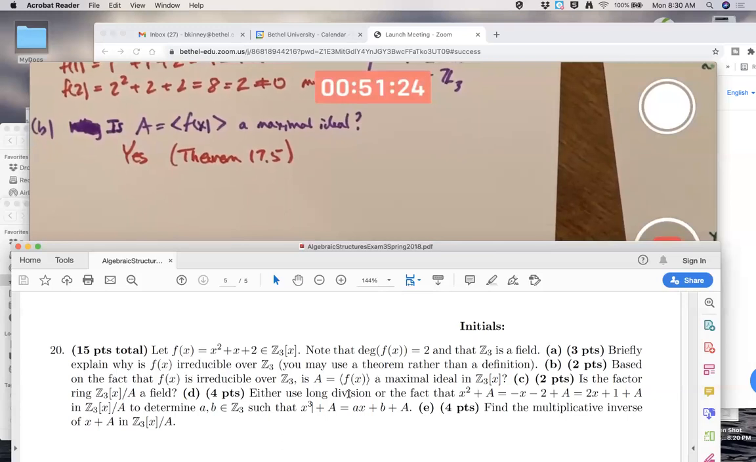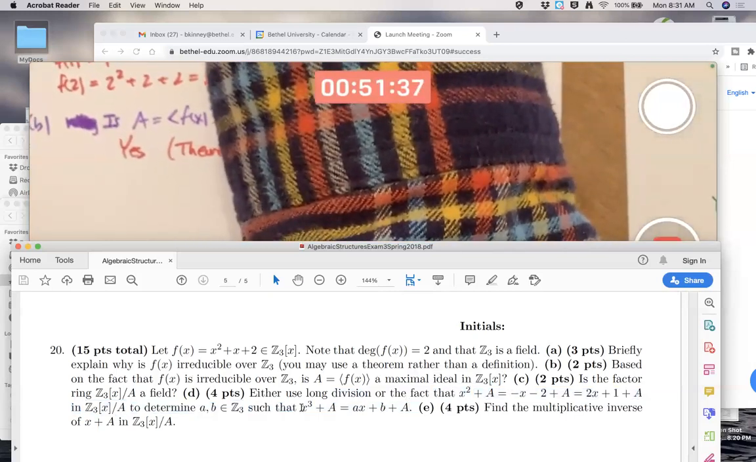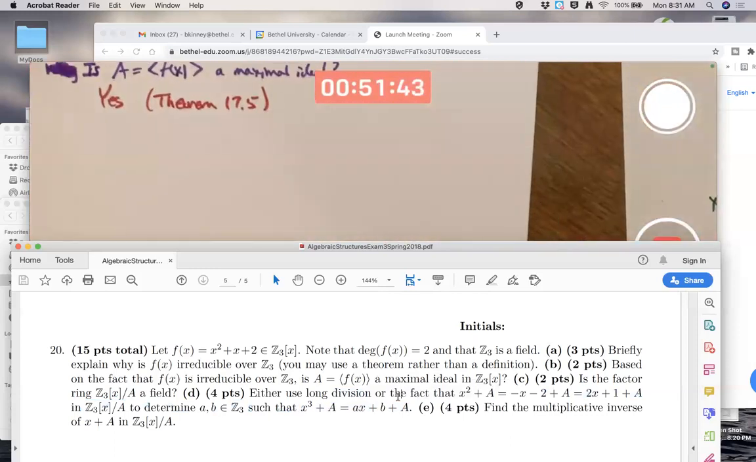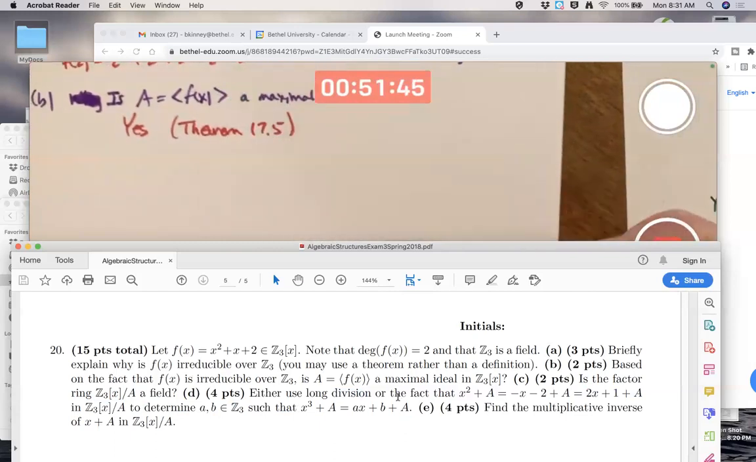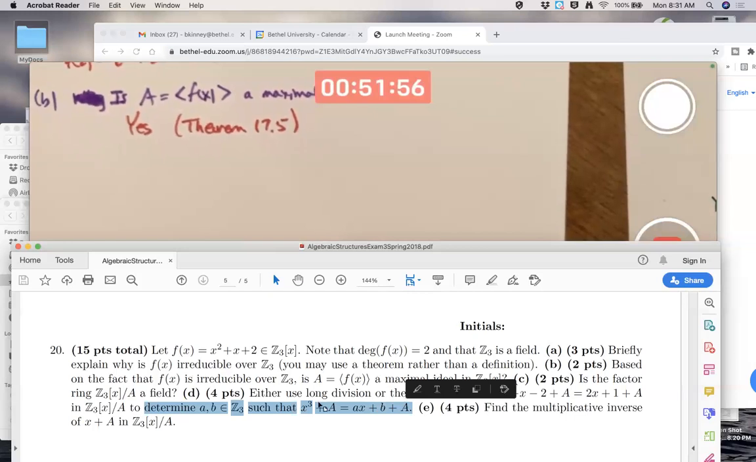So let's look at D first. Either use long division or the fact that these things are true to determine what this element is. Let's do it both ways. Let's use both long division and these facts to verify or to find A and B so that this is true here. Let's do it with long division first. What's the goal here? The goal is to determine A and B in Z3 so that this is true. And how can that be done with long division?